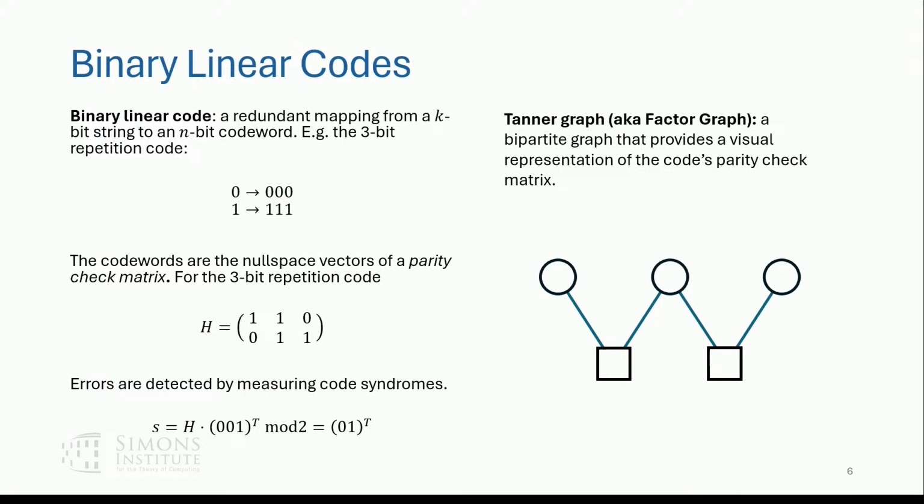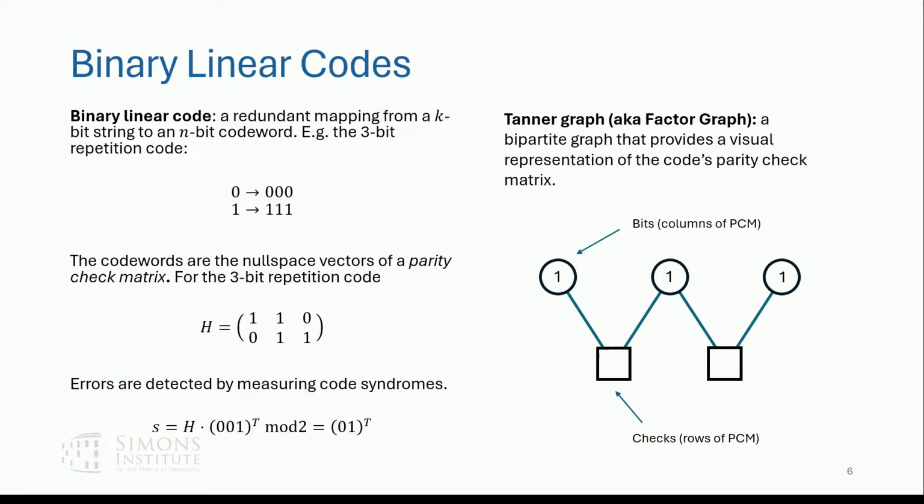And a nice way of representing binary linear codes of this type is with a Tanner graph, which we saw explained in the previous talk. I like to draw them like this, where the round nodes represent the bits, which map to the columns of the parity check matrix, and the square nodes represent the parity checks, which are the rows of this matrix. And the rule is that for each parity check, when you sum over the bits that it's connected to, that sum should be equal to 0.